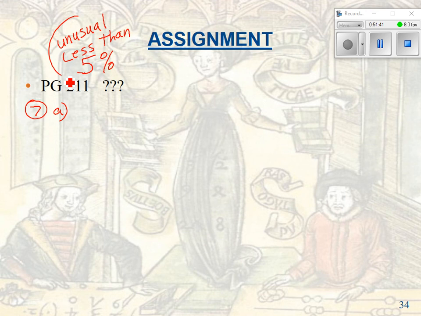So less than 5%. Anything that's less than 5% is unusual. So if we look at part A, which of our X's along the bottom, 0, 1, 2, 3, all the way up to wherever it ends at, 3. And you missed some.